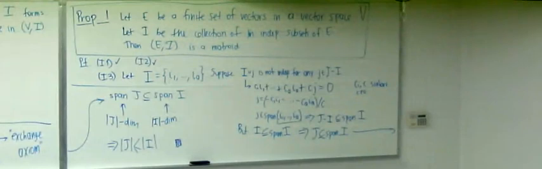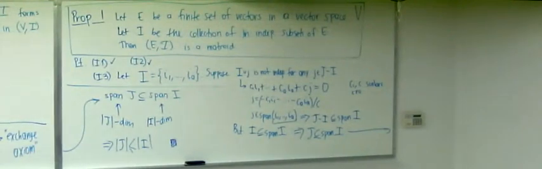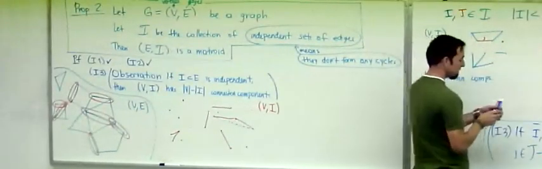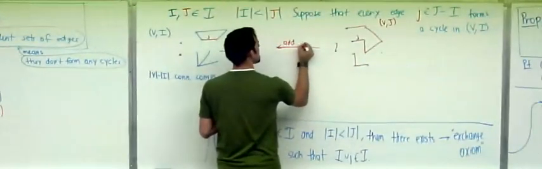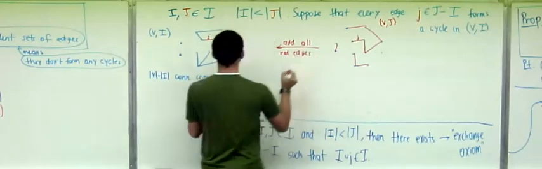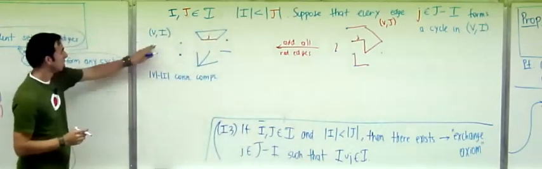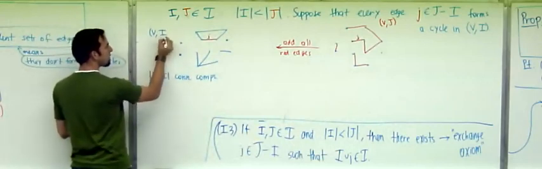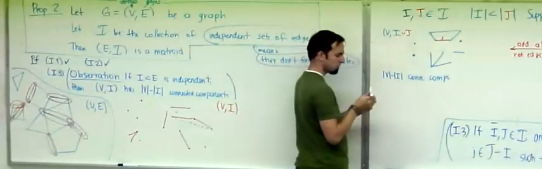So then imagine that I just add them one at a time. Add the first one, form a cycle. Add the second one, form a cycle. Add the third one, form a cycle. I add every single one of them. So you add all red edges. What graph are you left with here? You're left with the graph where you have every blue edge and every red edge.